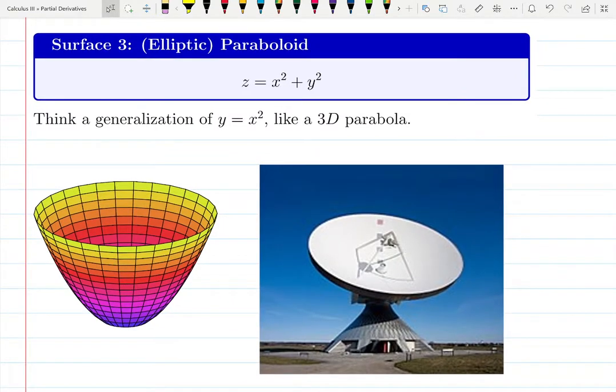Paraboloids are shapes made from parabolas. These will be very important in this class. We will see them quite a lot. I also found some applications in real life for you if you want to know.